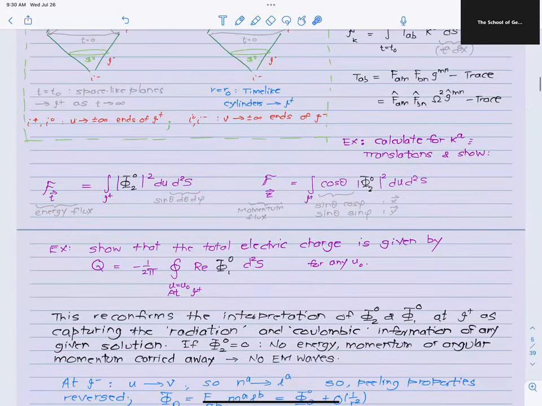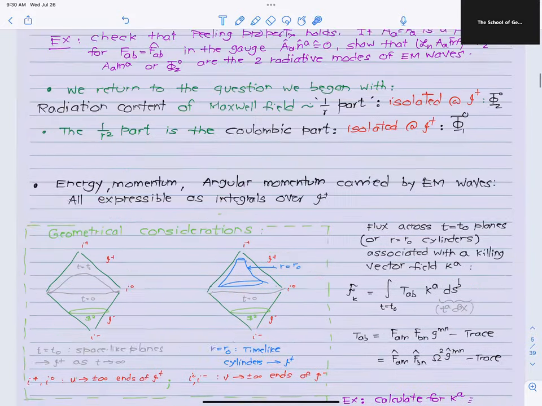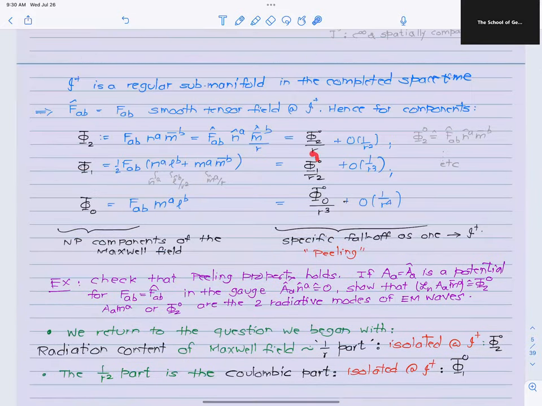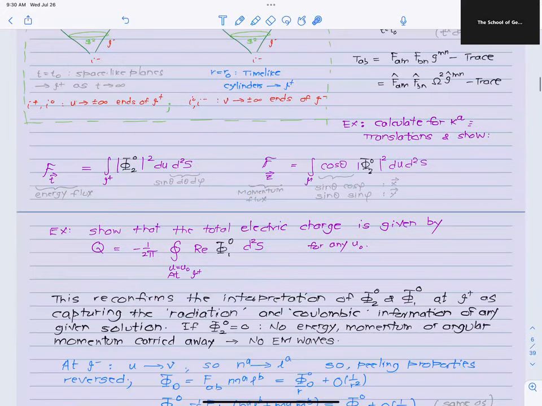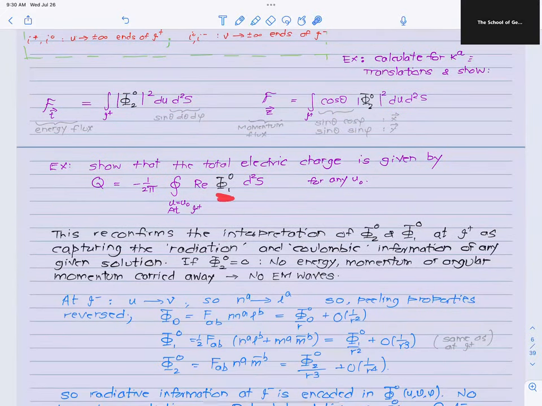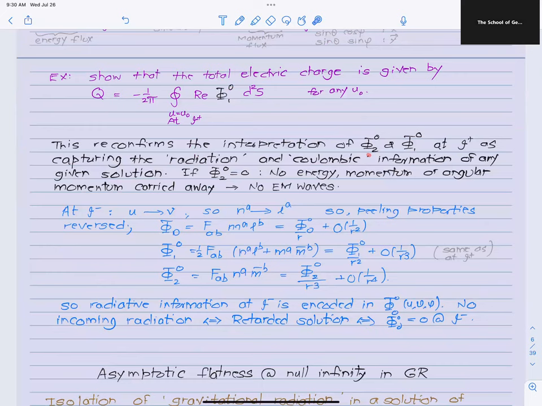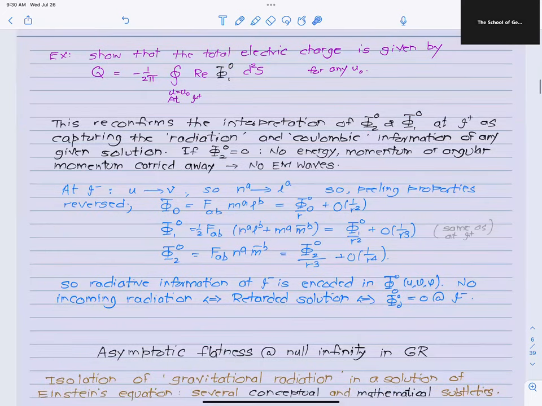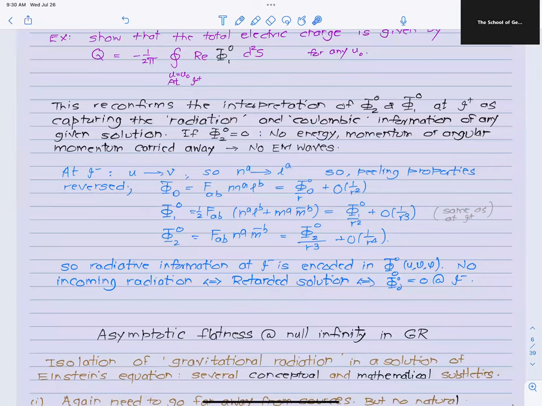And so you can check that the total electric charge is indeed given by the integral of the real part of phi 1 naught. Remember, phi 1 naught, this part up here, is the coefficient of the 1 upon r squared part of the field at infinity. So in fact, phi 1 naught actually captures the total charge. So the Coulombic information is contained in phi 1 naught and the radiative information is contained in phi 2 naught. This reconfirms the interpretation of phi 2 naught and phi 1 naught at scri as capturing the radiation and the Coulombic content of the given solution. If phi 2 naught is equal to zero, then there is no energy, momentum, or angular momentum carried away across scri. There are no electromagnetic waves.